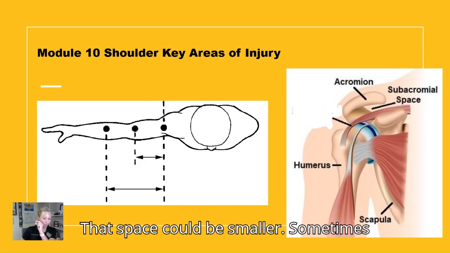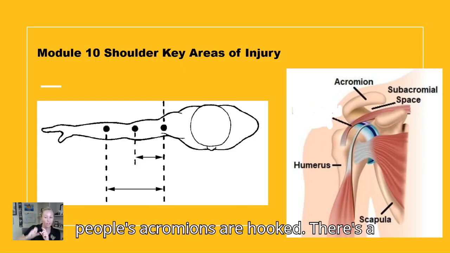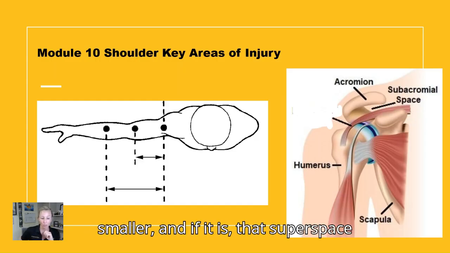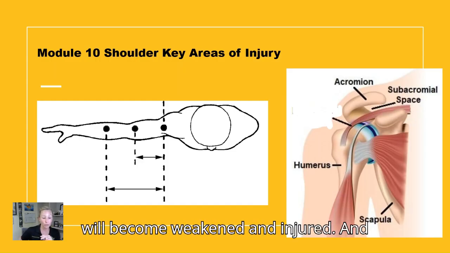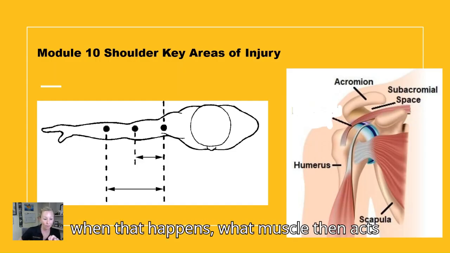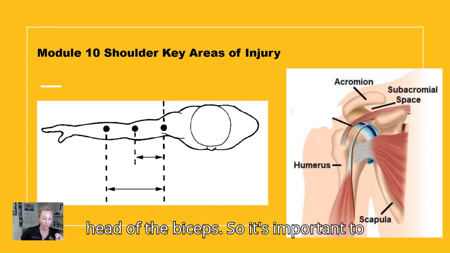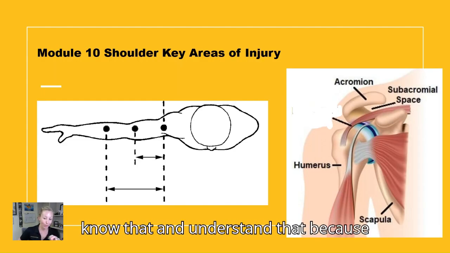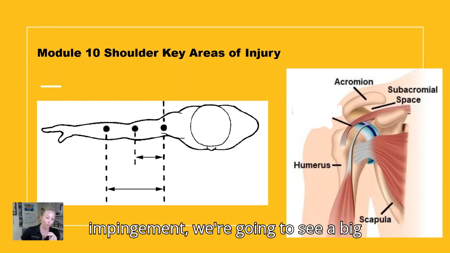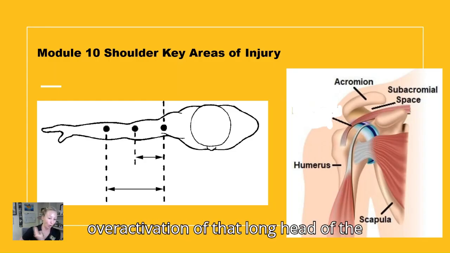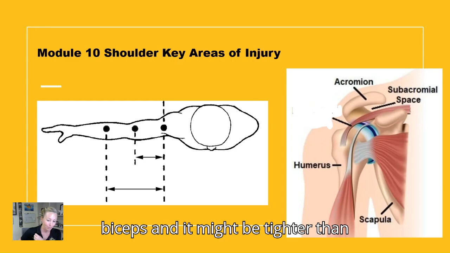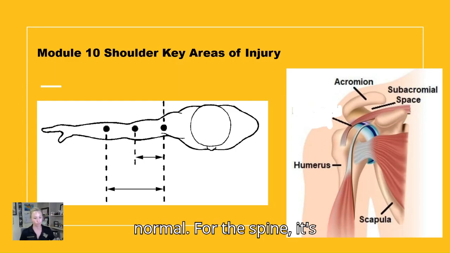That space could be smaller. Sometimes people's acromions are hooked. There's a lot of reasons why that space might be smaller. And if it is, that supraspinatus will become weakened and injured. And when that happens, what muscle then acts as a humeral elevator? That is the long head of the biceps. So it's important to know and understand that, because typically when we have shoulder impingement, we're going to see a big overactivation of that long head of the biceps, and it might be tighter than normal.